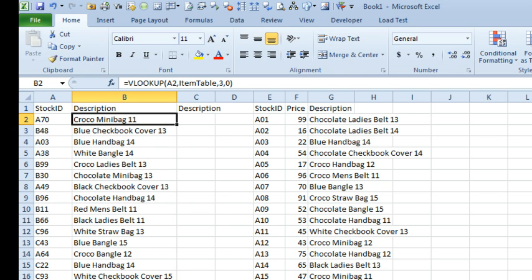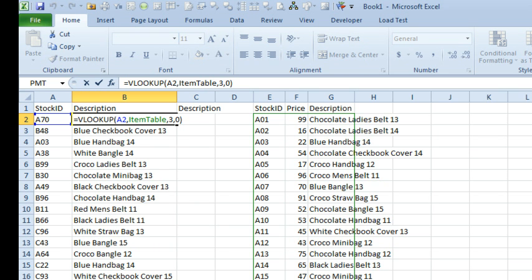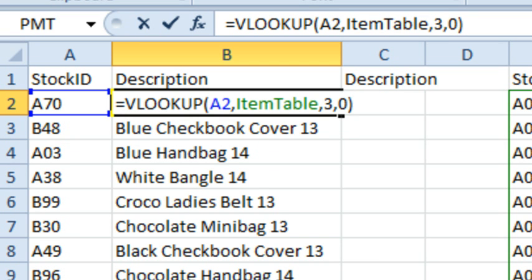And of course, I had this VLOOKUP, right? The equal VLOOKUP A2. We're looking up A2. Item table over there is E:G. We want the third column and comma 0 or comma false. Either one would work. And Erin, one of the ladies in the class, raised her hand.